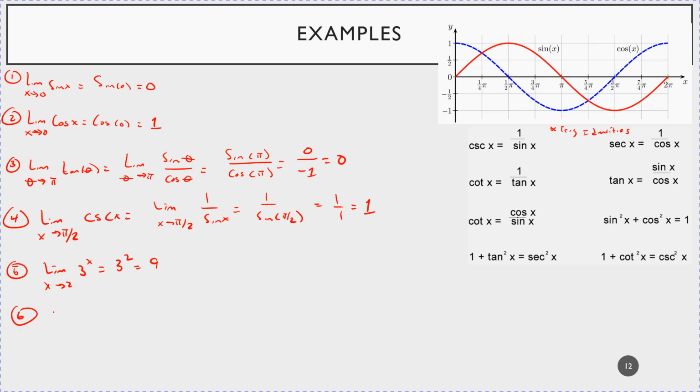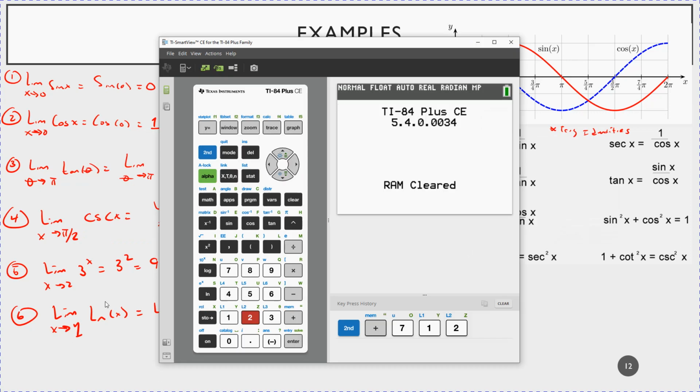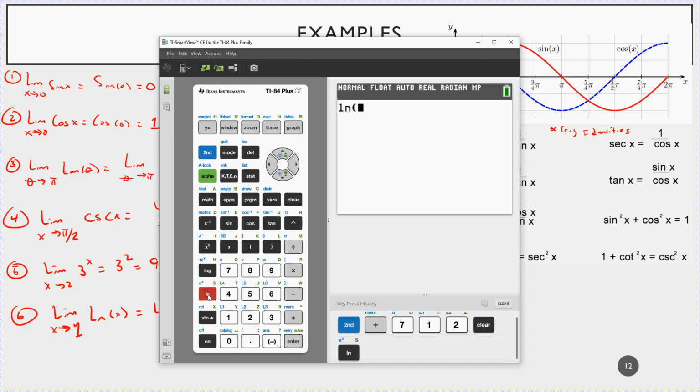Let's try this one. The limit as x goes to 1 of the natural log of x. Well, plug it in. Natural log of 1. What is that? 0, right? And imagine you don't, even if you forget this, you can just look at your graph, you could literally plug this in. Here's the natural log function, and you can see, okay, I got it.